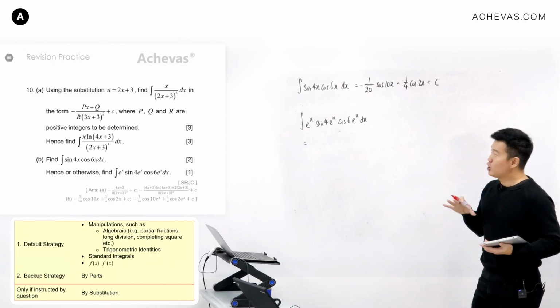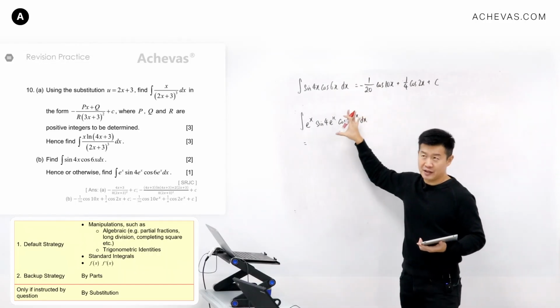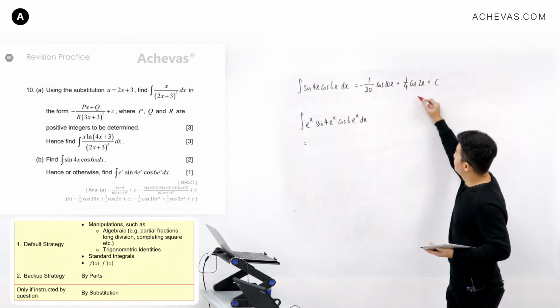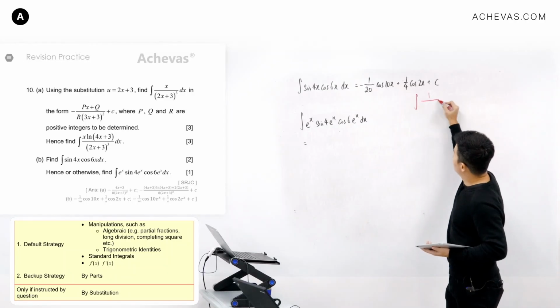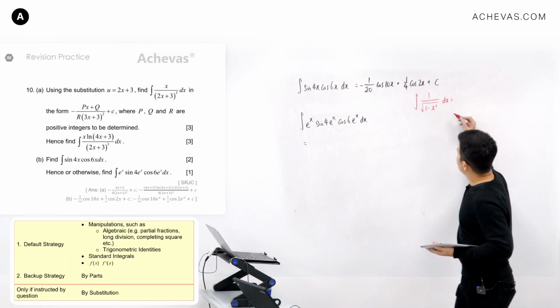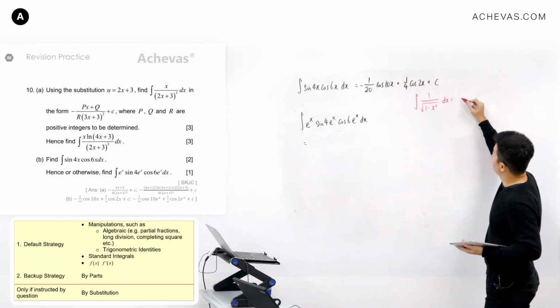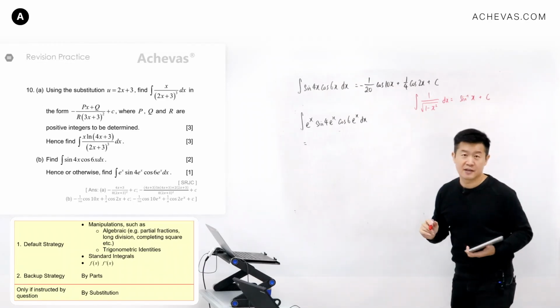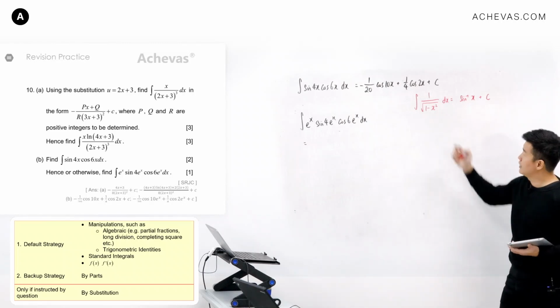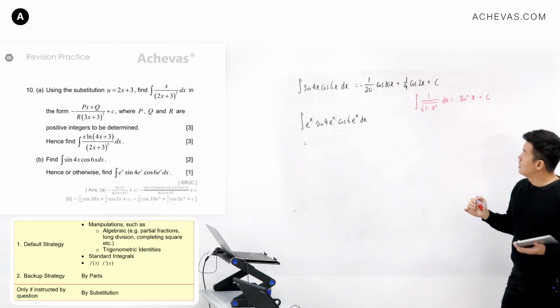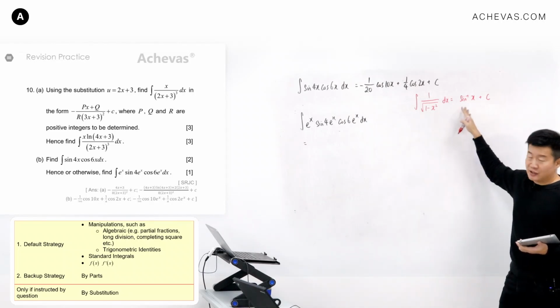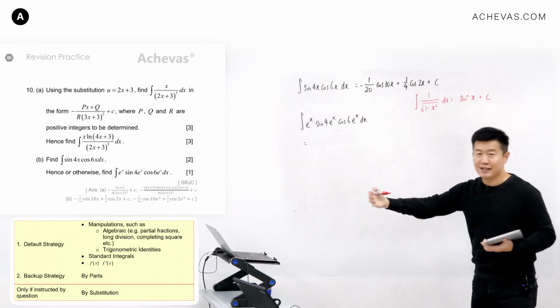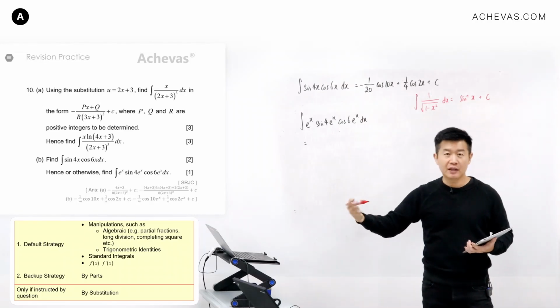One that is closer to what we are experiencing here, that I want to show you, is maybe this one: 1 over square root of 1 minus x squared. So we know this becomes sine inverse of x plus c. So if we know this standard integral, we can extend this to an f(x), f prime x scenario.